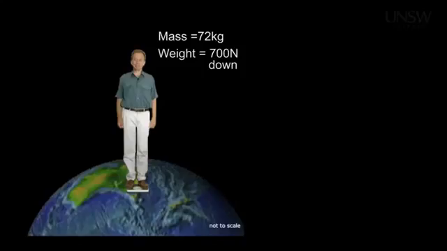Here's something very important. Mass is not the same thing as weight. My mass is 72 kilograms, and it depends on how many and what sort of atoms I'm made from. Weight is a force. It's a vector. On Earth, my weight is 700 newtons, and its direction is in the direction of the Earth's gravitational field. We call that direction down.